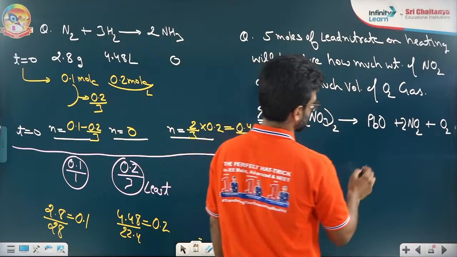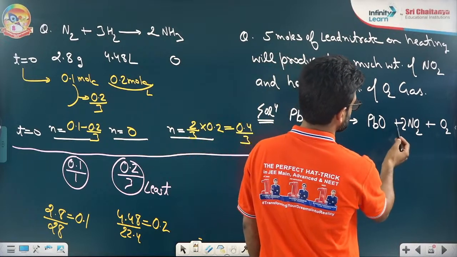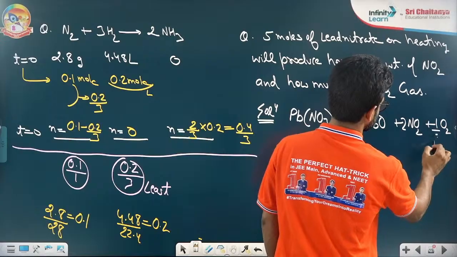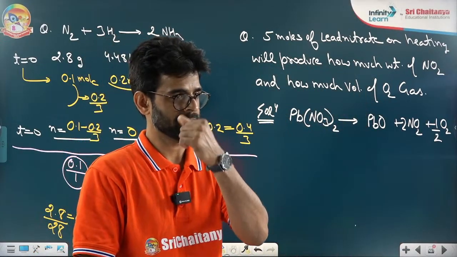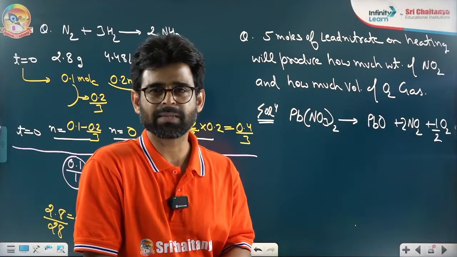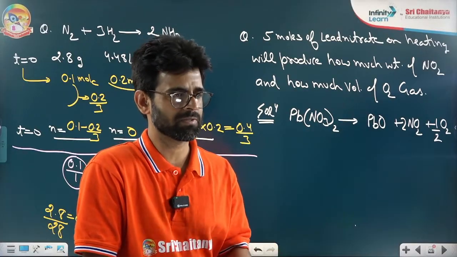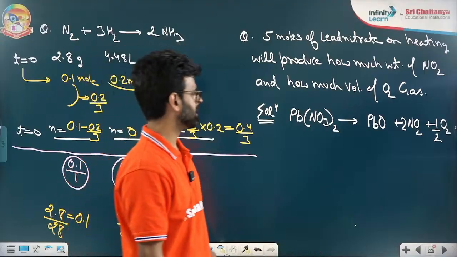3 to 6 here. Here how much? 1 and 4. Can I take half here? Now is it balanced? We just have to balance it by the hit and trial method. Other balancing methods you will see in the redox chapter. Fine. Now we can see the balancing part.